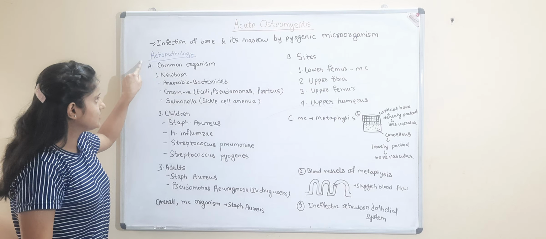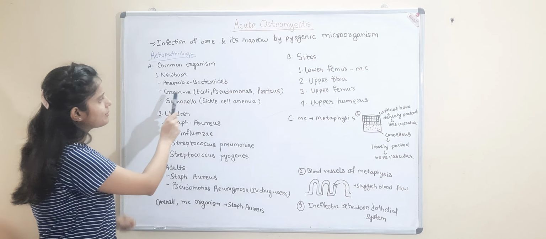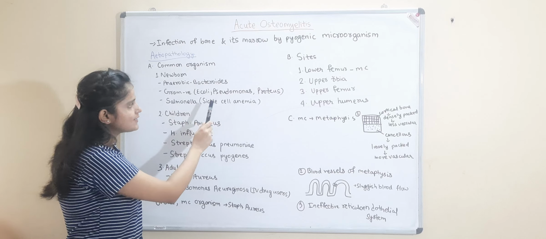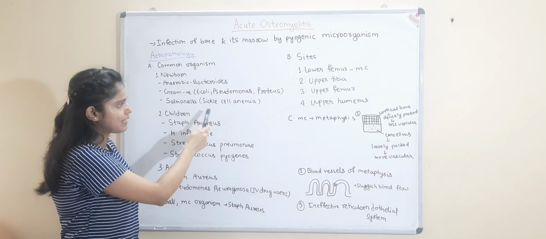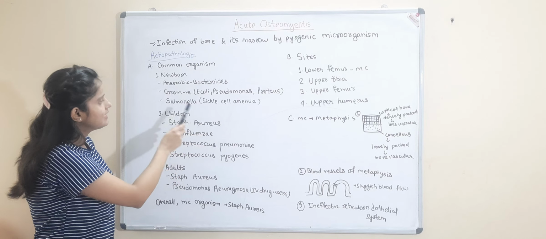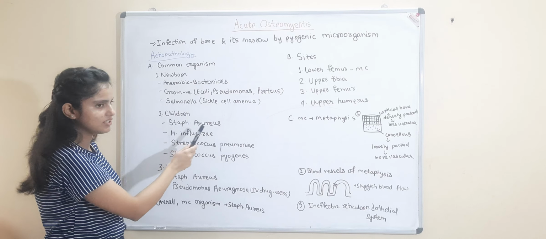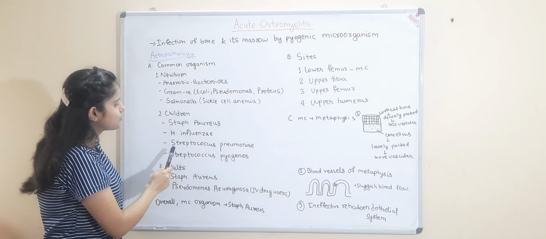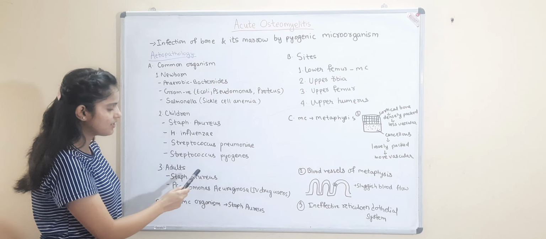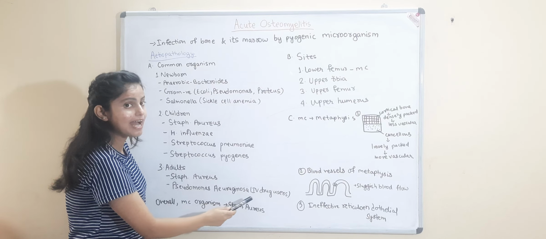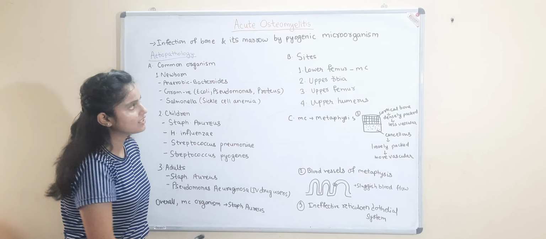On etiology, the common organisms causing acute osteomyelitis in newborns are anaerobic bacteroides, gram-negative E. coli, Pseudomonas and Proteus, and Salmonella in sickle cell anemia. If children have sickle cell anemia and there is an attack of typhoid fever, then Salmonella causes acute osteomyelitis. In children, Staphylococcus aureus, Haemophilus influenzae, Streptococcus pneumoniae and Streptococcus pyogenes. In adults, Staphylococcus aureus, and Pseudomonas aeruginosa in IV drug users. So overall, the most common organism in all age groups is Staphylococcus aureus.